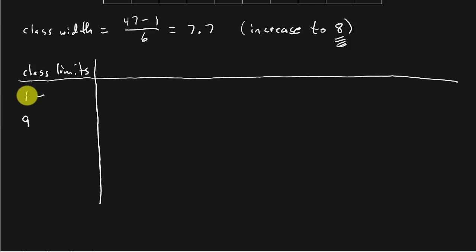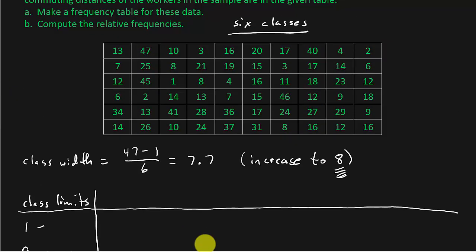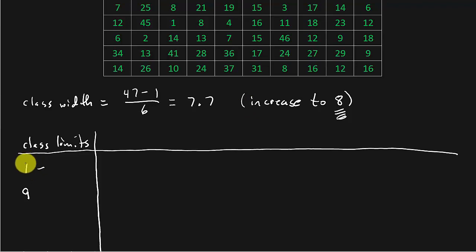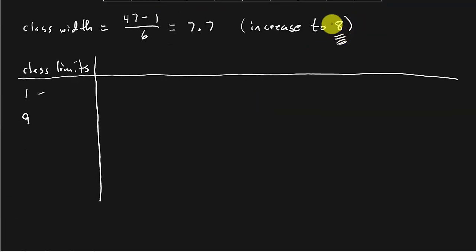You take the lower limit of the first class and establish that. Typically you just go to the smallest value, and that'll be the lower limit of your first class. Then you add the class width to this lower limit, and that gives you the lower limit of the next class. Then we just keep adding the class width. 9 plus 8 is 17. 17 plus 8 is 25. 25 plus 8 is 33. And 33 plus 8 is 41. The best thing to do is just put all your lower limits for your classes.